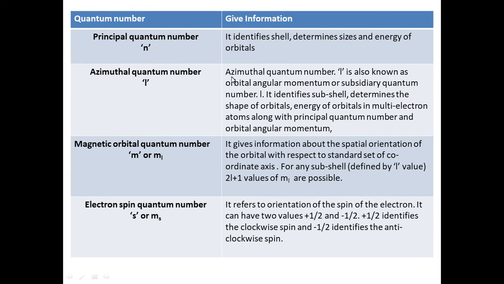Next, the azimuthal quantum number is represented by small l. It is also known as the orbital angular momentum or subsidiary quantum number. It identifies the subshell. We basically have four subshells: S, P, D, and F. The l value of S is 0, P is 1, D is 2, and F is 3. If the discovery of elements goes beyond 200, then we can extend the subshells to S, P, D, F, G.